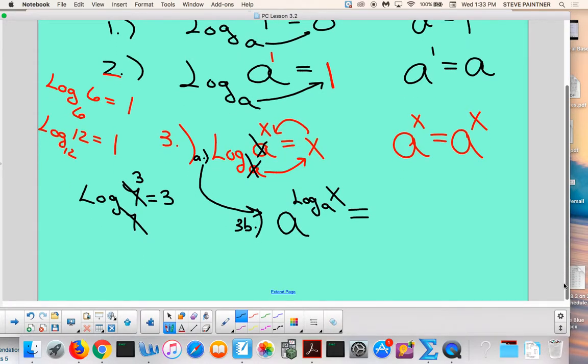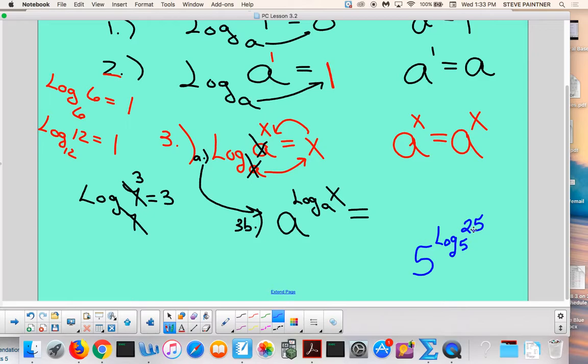Let's look at it. When things don't make sense to me, I always put numbers in. I try to make it as easy as possible. You know what I'm going to do with that A? I'm going to say 5. Log base 5. And I'm going to put a number here that's really easy for me to figure out. I'm going to put 25.